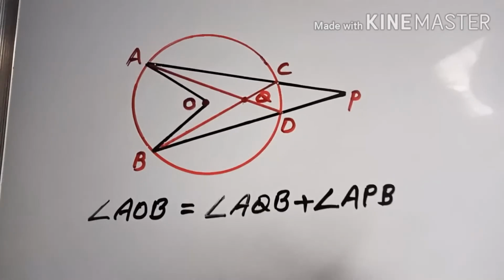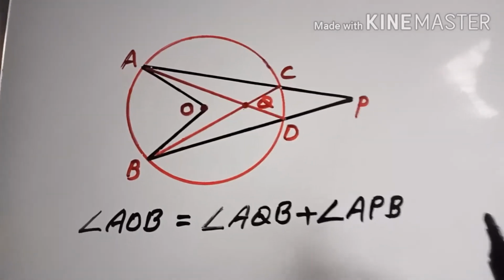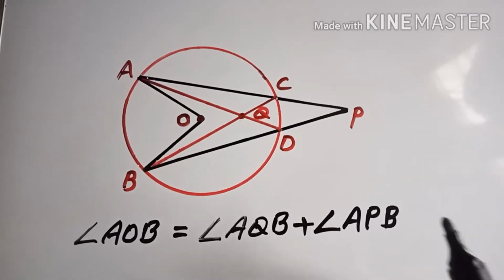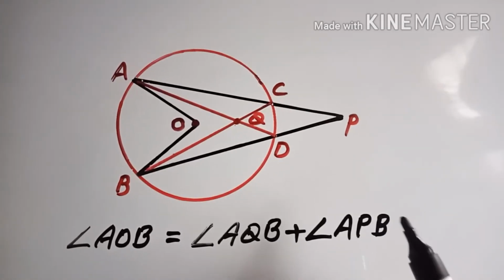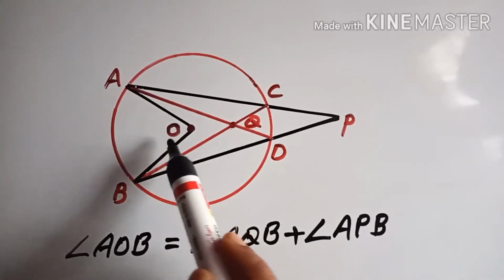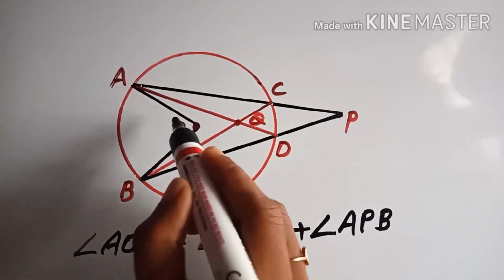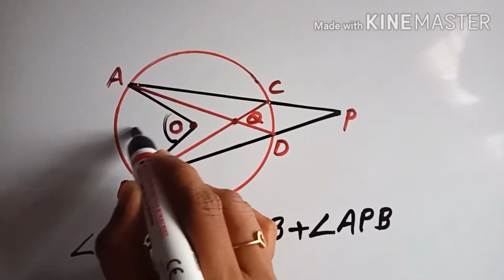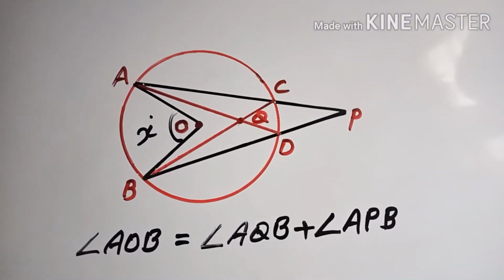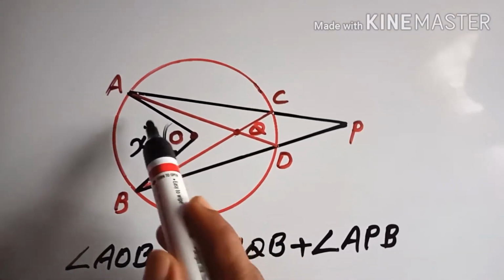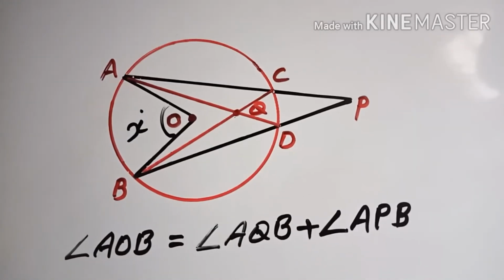Okay, so in order to prove this, we don't know any angle in this. So let's start from here. Let's consider this angle AOB as x degree. Let's take this angle as x degree. Okay, O is the center point, so central angle AOB is x degree.